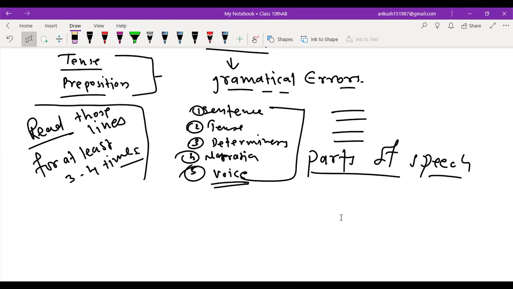And while editing and correction, you need to go through all the topics which are being taught, like subject verb agreement, sentences, tenses, determiners, narration, that is direct and indirect speech. All those things you have to go through, because they may ask a question on anything. Got it?